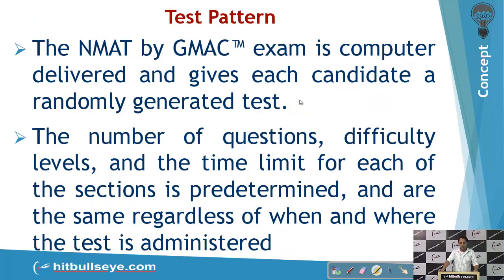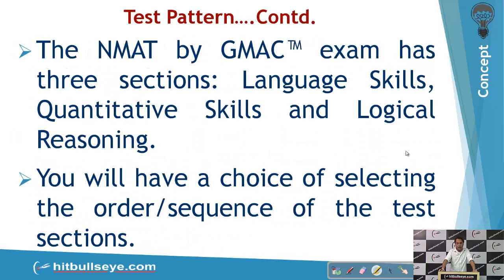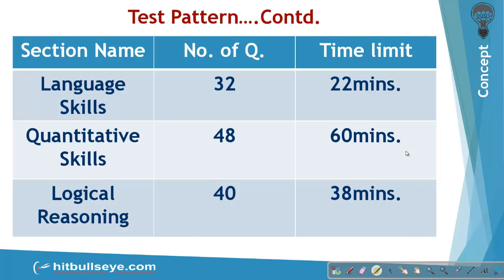The NMAT by GMAC exam is a computer-delivered one and gives each candidate a randomly generated test. The number of questions, difficulty levels, and the time limit for each of the sections is predetermined and are the same regardless of when and where the test is administered. The exam has 3 sections: language skills, quantitative skills, and logical reasoning. You will have a choice of selecting the order of the test sections. So you can decide in what order you have to approach the test and then stick to the time limit in that particular section. Let's look at the test pattern.